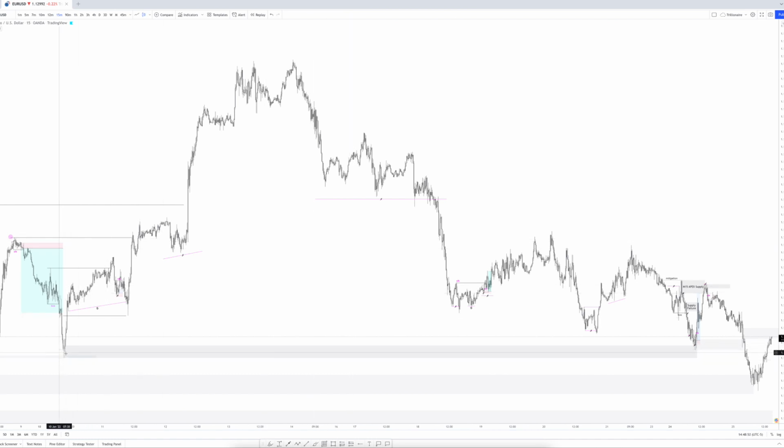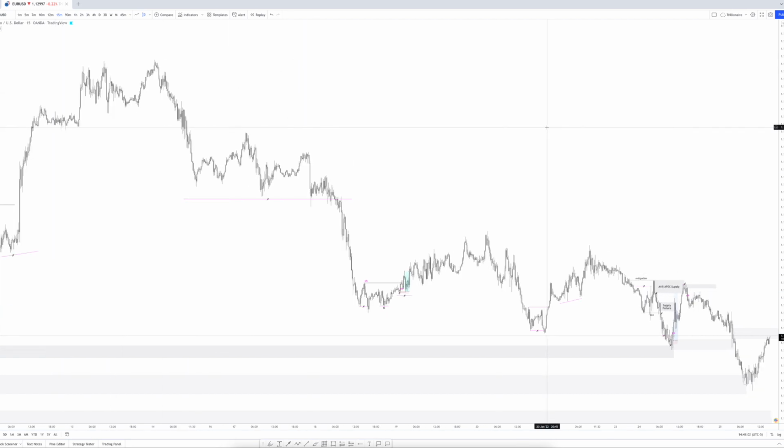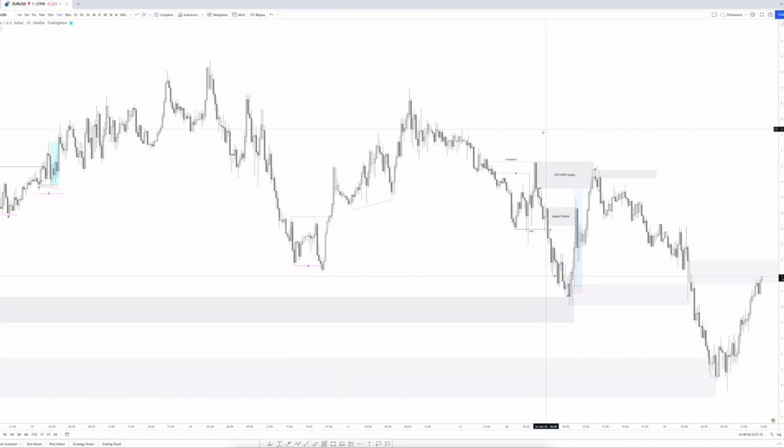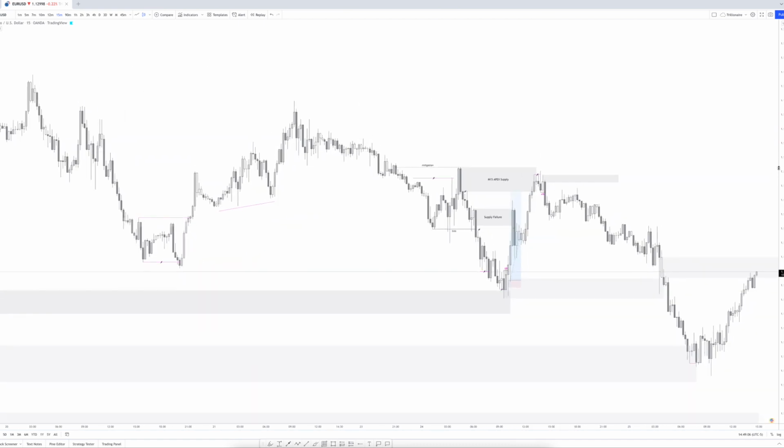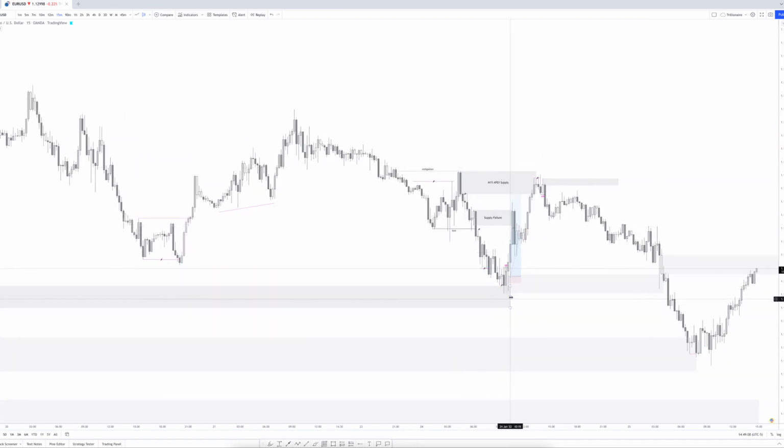So we can see here that this was my point of interest that I was playing from. This is where demand came into the market in order to push price to the upside. This was the apex of this entire push here. All right. So when price came back down to this area, essentially during my New York session, okay, I'm simply going to look to see how price reacts to this M15 level here, right?